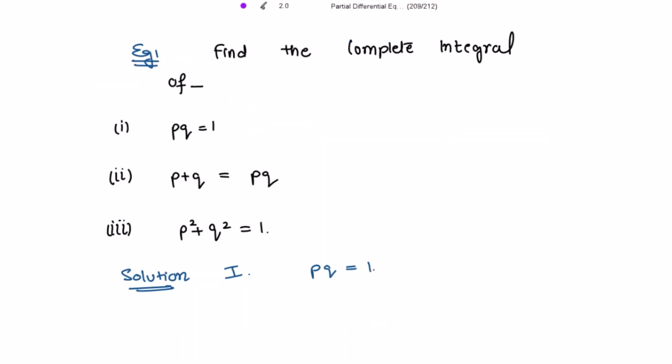So let's move on to one example. Find the complete integral of these three parts. The first one is pq equal to 1. Now you have seen that the equation involves only p and q variables, right?